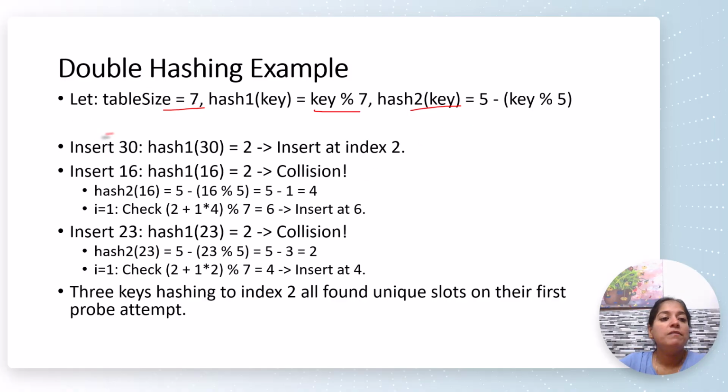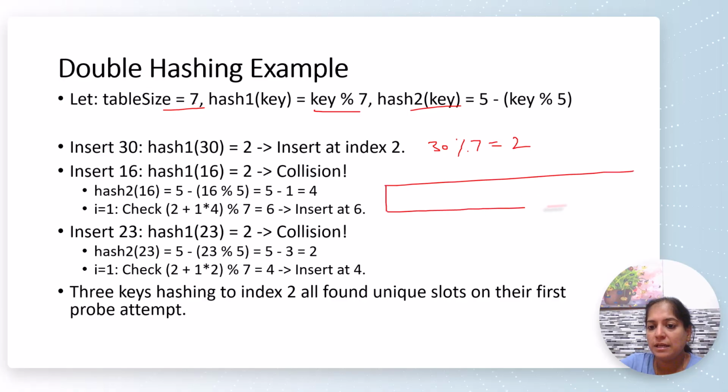Now we need to insert value 30. So my first hash function gives 30 mod 7. 30 mod 7 gives you 2. So at index 2, the value 30 is inserted. Let me draw the table here with the indexes. It's 0, 1, 2, 3, 4, 5, 6.